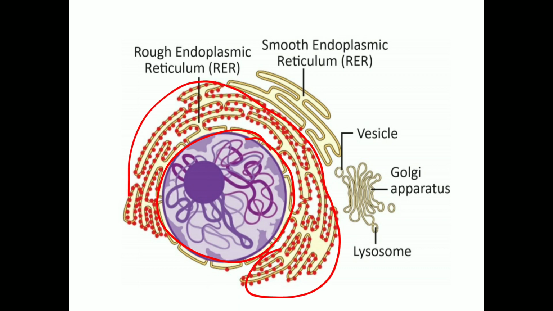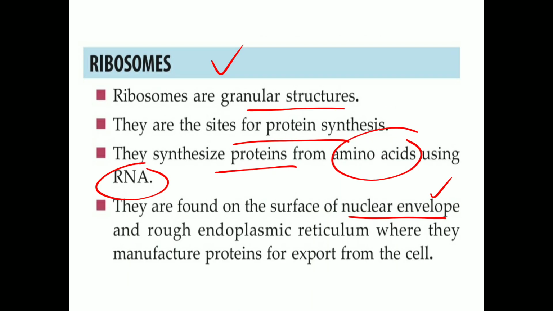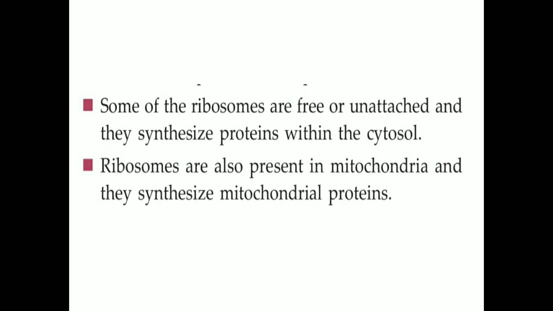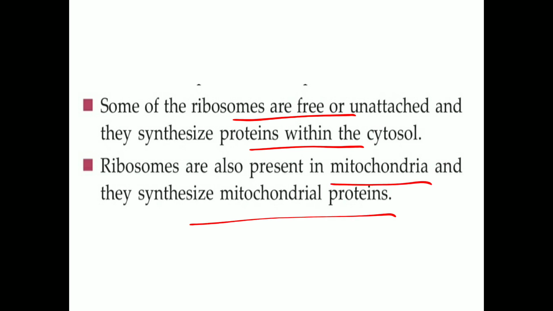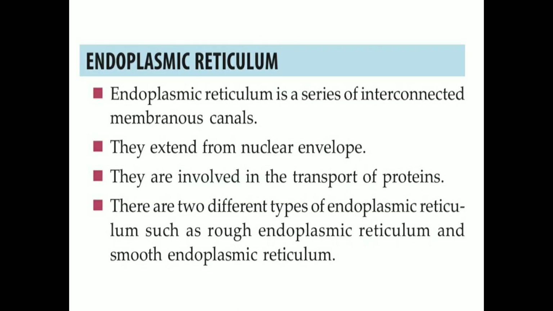They are found attached to the endoplasmic reticulum, especially to the rough endoplasmic reticulum, and here they manufacture proteins, and later it is exported from the cell. And some of the ribosomes are free, unattached, and so they synthesize proteins within the cytosol. And there are ribosomes present in the mitochondria. They synthesize mitochondrial proteins. These granular structures are called ribosomes, and they are the sites for protein synthesis.